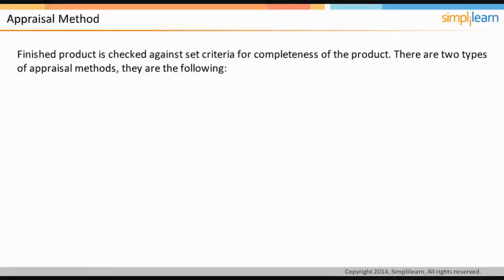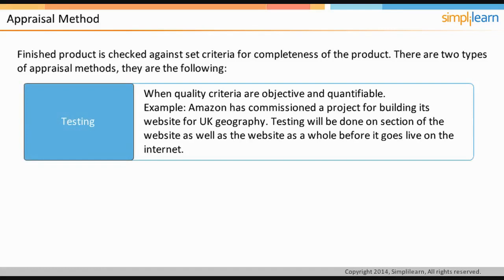In appraisal method, finished product is checked against set criteria for completeness of the product. The two ways of checking the complete products are testing and quality inspection. Testing is applicable when the quality criteria are objective and quantifiable. Example of testing. Amazon has commissioned a project for building its website for UK geography. Testing will be done on sections of the website as well as the website as a whole before it goes live on the internet.